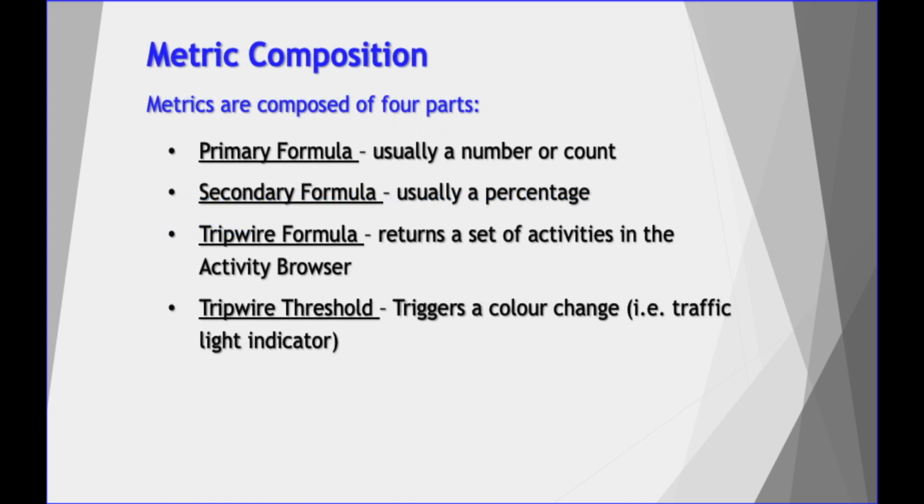So the composition of a metric consists of 4 parts. Primary formula, usually a number or count. Secondary formula, usually a percentage. Tripwire formula, this returns a set of activities in the activity browser. And tripwire threshold, this triggers a color change, i.e. traffic light indicator.